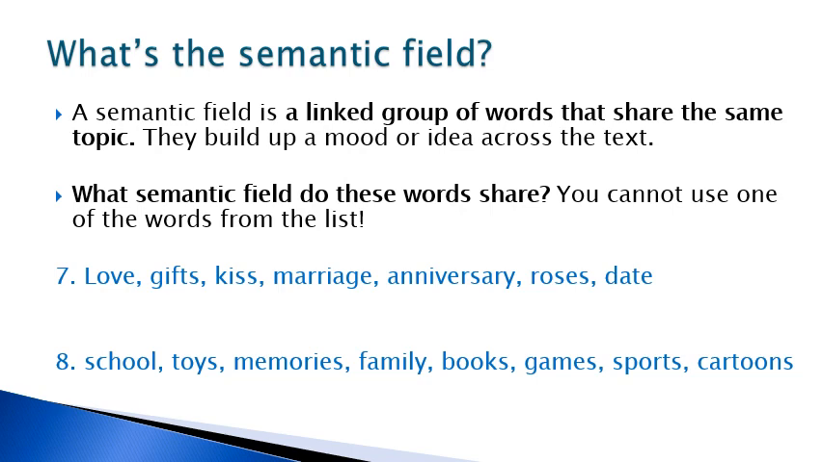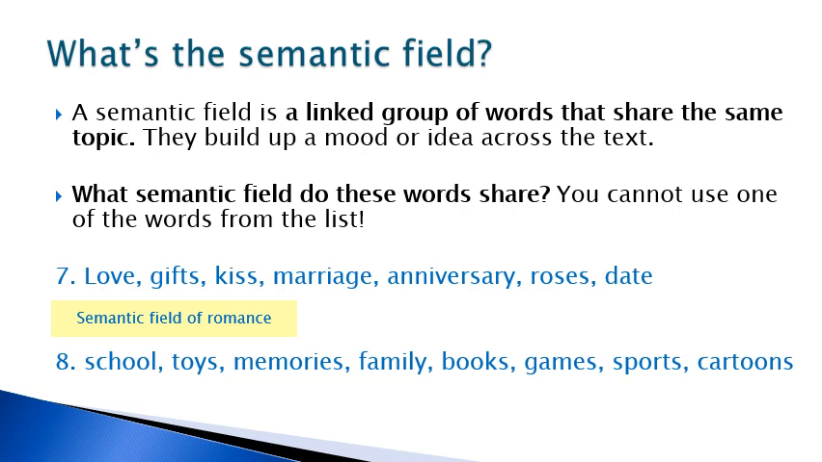What semantic field do these words share? You cannot use one of the words from the list. So for instance, you can't say a semantic field of love because the word love is already in the list. So what might your semantic field be? A semantic field of something. So in a group of words like love, gifts, kiss, marriage, anniversary, roses, and date, have a think. What topic connects those words? A semantic field of what? And if you put something like a semantic field of romance or a semantic field of courtship, or a semantic field of relationships, then yeah, absolutely that would work.